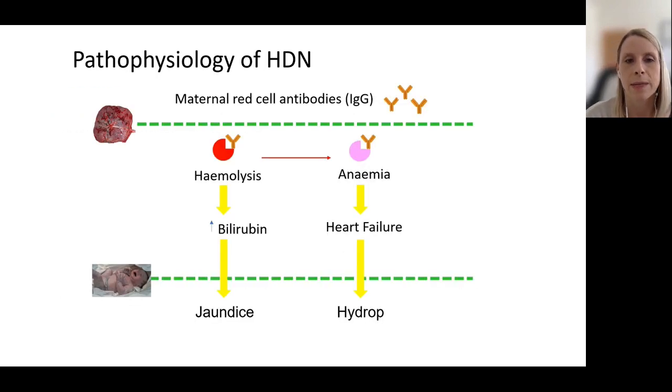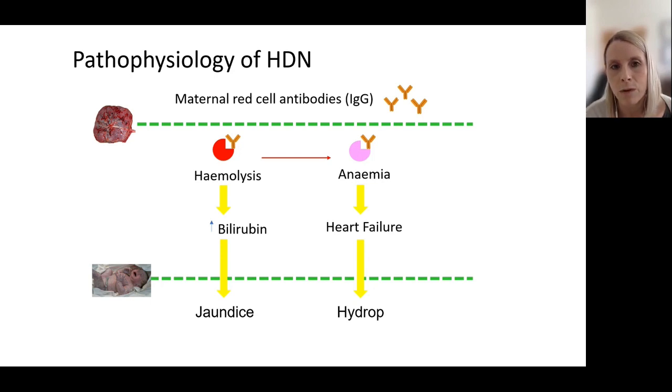So this here looks a bit at the pathophysiology. So what's going on? Our maternal red cell antibodies are IgG antibodies, and these antibodies can cross the placenta. And it's important that these can cross the placenta because the baby's immune system is quite poor, and they need maternal antibodies in order to help protect them so they can grow and develop. So we want the maternal antibodies to cross the placenta to protect the baby. But in some cases, the antibodies that cross the placenta aren't protective, and they actually cause problems to the baby. And that's what happens in haemolytic disease of the newborn.